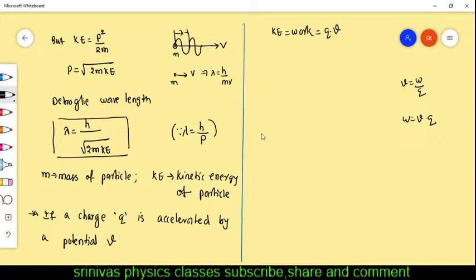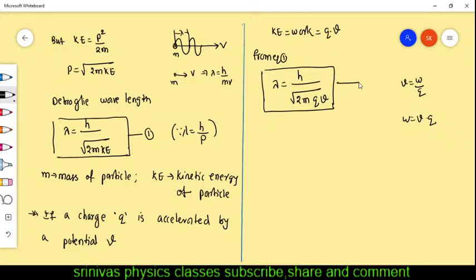Then by substituting in the above equation, we can write the equation numbers. It is better, I think. This we can take as a continuation equation. In the note we can consider it as one. Okay, substitute in equation one. From equation one, we will get lambda is equal to h by under root of 2m KE. But KE we can write as qv. So lambda is equal to h by under root of 2mqv. Kinetic energy is given by the battery, equal to work done by the battery. Work done equals charge into potential difference.